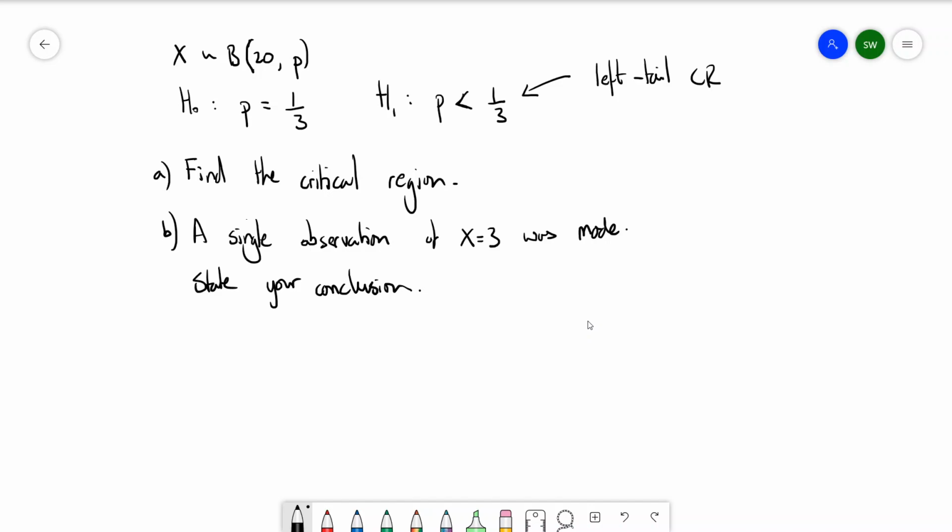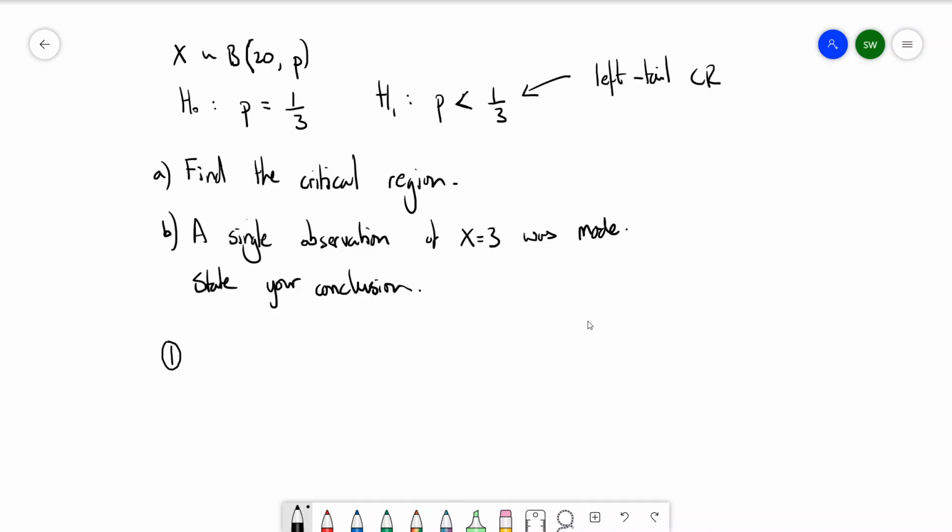The aim of this video is to give you a step-by-step method that you can follow in order to find left-tail critical regions. So we've got a random variable X which is binomially distributed with 20 trials, and p is the probability of success on each trial. So the null hypothesis is that p is equal to a third, and we think that the probability is actually less than a third. So that's our alternative hypothesis. Now this is called a left tail critical region because it's got p is less than a third. So whenever you see p is less than, you're going to follow this method for a left tail critical region.